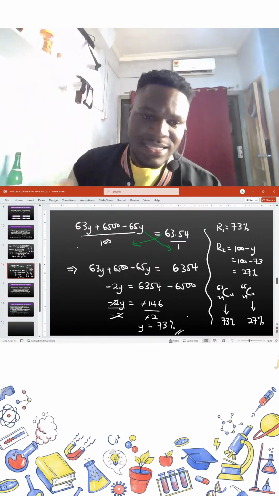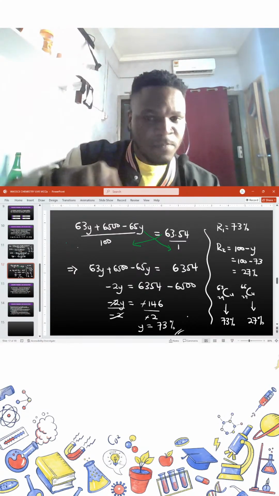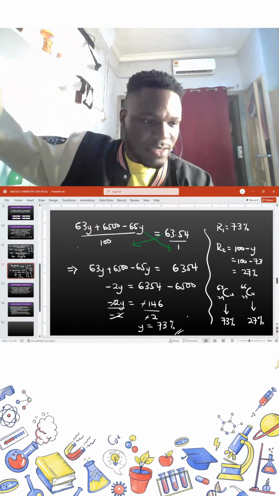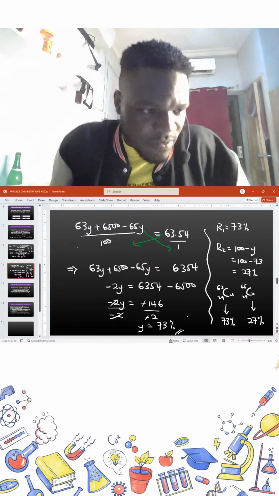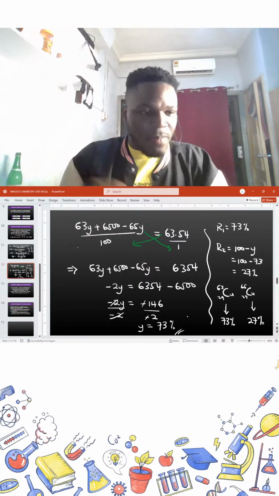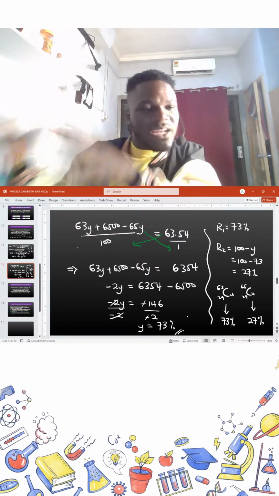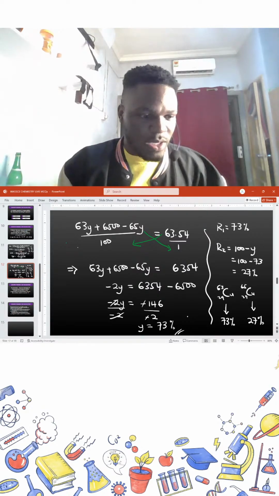Okay. Like I said, depending on the question, sometimes you'll be given the percentage of one and then you have to find the other percentage or calculate the relative atomic mass itself. But sometimes you'll be given the relative atomic mass and you will not be given the percentages, and then you'll be asked to find the percentage of one or even both. And this is how we do the calculation.